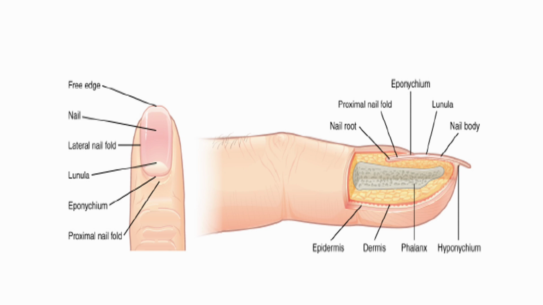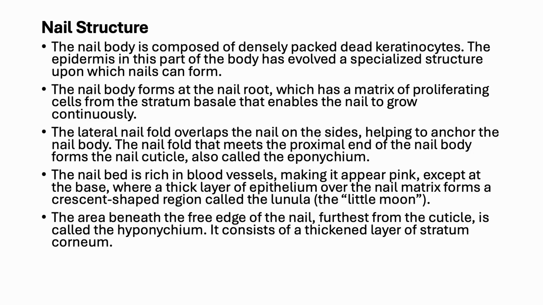The nail body is composed of densely packed dead keratinocytes. The epidermis in this part of the body has evolved specialized structures upon which nails can form. The nail body forms at the root, which has a matrix of proliferating cells from the stratum basale that enables the nail to grow continuously. The lateral nail fold overlaps the nail on the sides, helping to anchor the nail body.